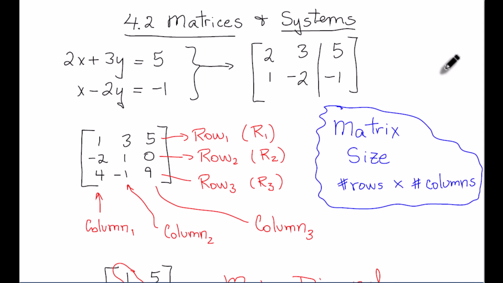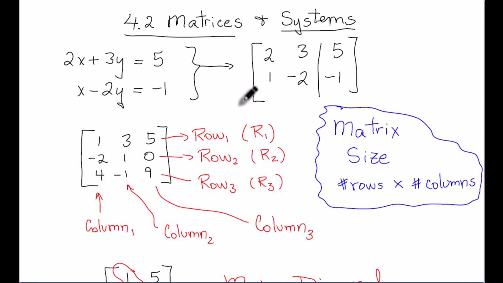Welcome to Math 1324. In this section, section 4.2, we're going to link together systems of equations with something new that's called a matrix. So if you look there on the top, I've got this system of equations: 2x plus 3y equals 5, x minus 2y equals minus 1. Now, we want to see a new way to represent and solve this.